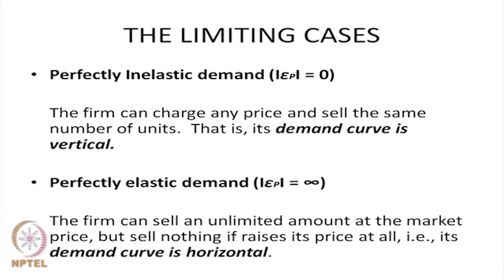That is, the demand curve is vertical. No matter what the price the firm sets, the number of goods that it can sell will always remain constant, a perfectly inelastic case. The other extreme is the perfectly elastic case, where epsilon p mod value is extremely high. It means that the firm can sell an unlimited amount at the market price, but if it changes its price from the market price, anything different, then its quantity comes to naught, zero. This means that the demand curve is completely horizontal.